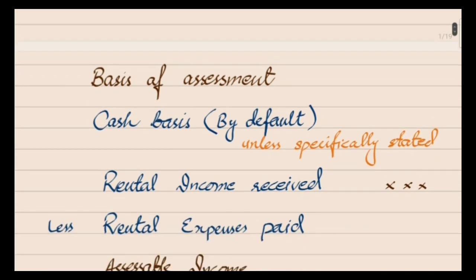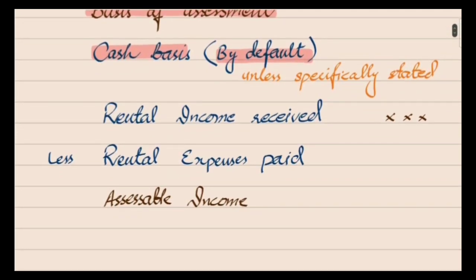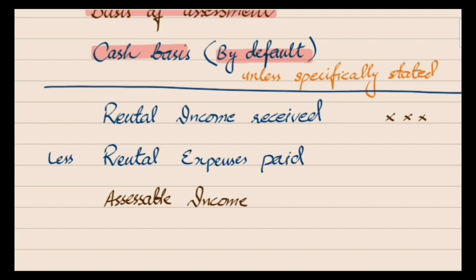Now the question is about the basis of assessment. Whether property income will be assessed on cash basis or on accrual basis. The answer is, by default it is assessed on cash basis unless specifically stated otherwise. So how to calculate the property income? It is rental income received minus rental expenses paid, and this will give you the assessable property income.